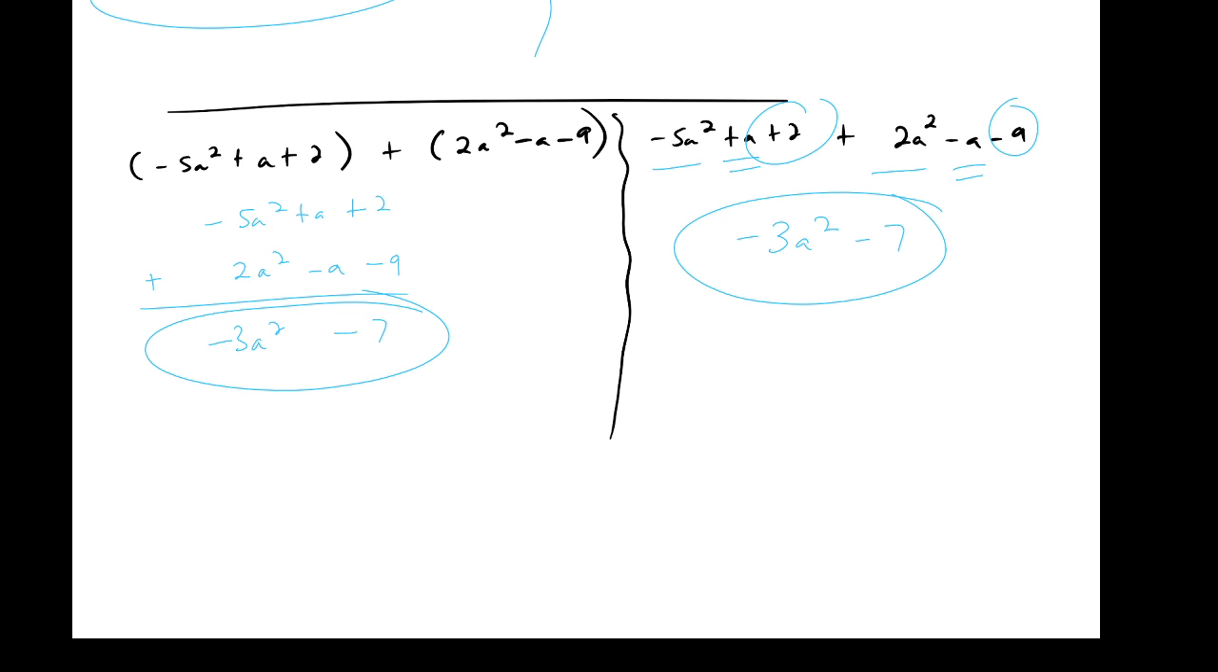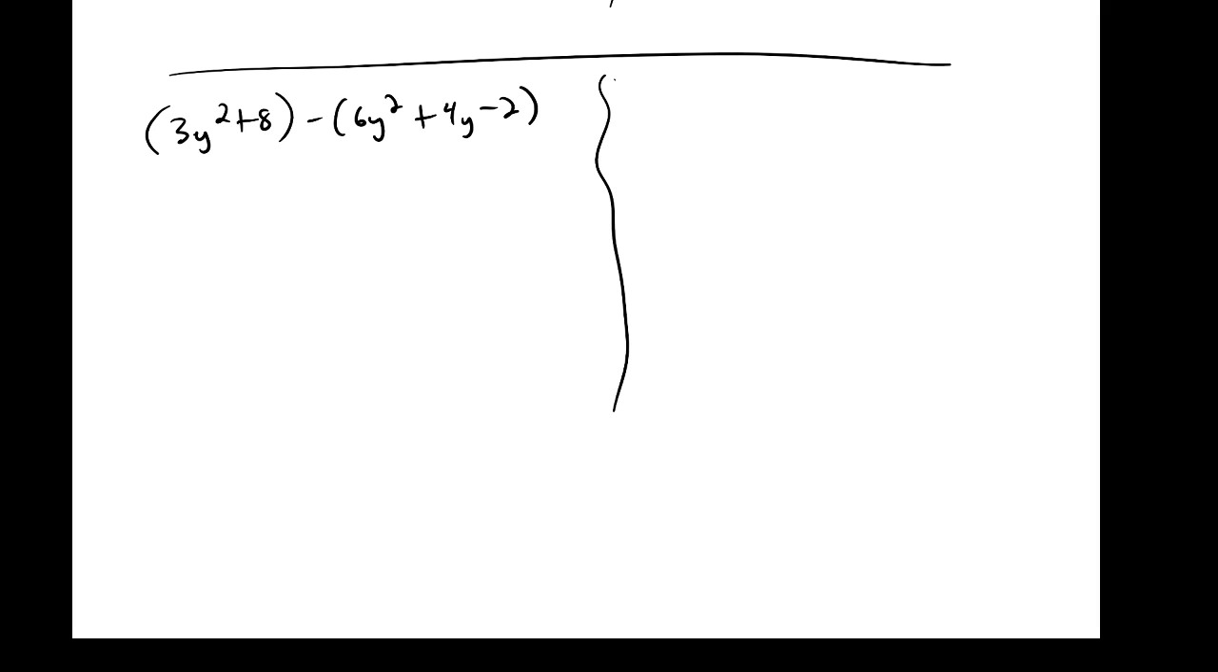All right, let's do some of these with subtraction. So I have 2 examples with subtraction, and then we're finished. So we have 3y squared plus 8 minus 6y squared plus 4y minus 2. Okay.